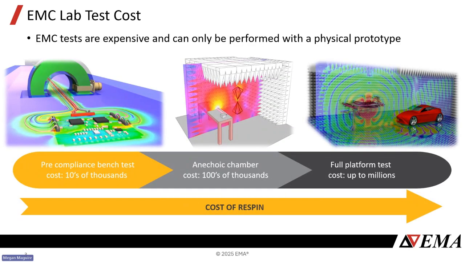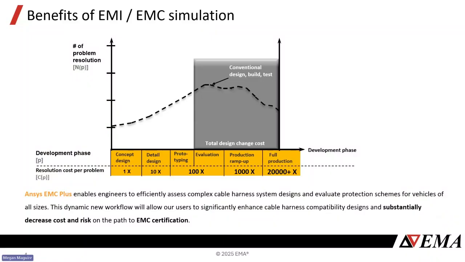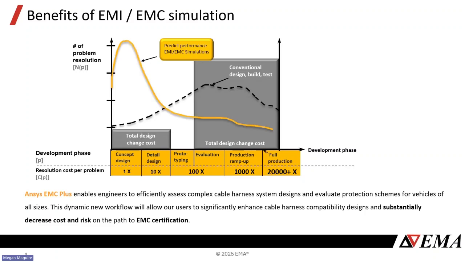So first off, EMC tests are very expensive and can only be performed with a physical prototype. So one of the benefits of simulation is you can do a lot of iterations, changing parameters for certain equipment or vehicles, and you don't have to pay for lab time. So that's one of the benefits. Additionally, in a traditional or conventional setup, total design changes can happen late in the process, which is extremely expensive. Whereas when you use simulation, you can actually start looking at how different changes impact your vehicle very early on in the process, and therefore it costs a lot less money.